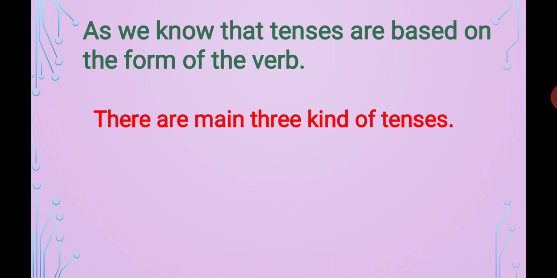There are three main kinds of tenses. They are present tense, meaning today, past tense, meaning yesterday, and future tense, meaning tomorrow. We already learnt about simple present tense and present continuous tense, and past tense in our previous lecture, and today we are going to start the new tense, the future tense.